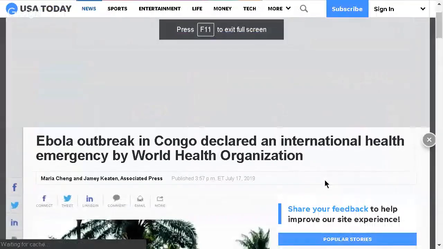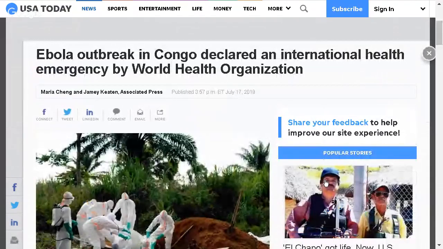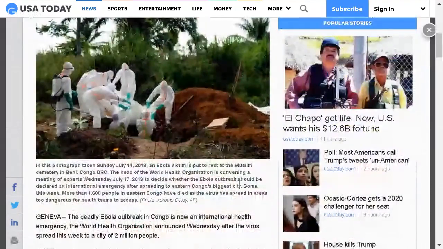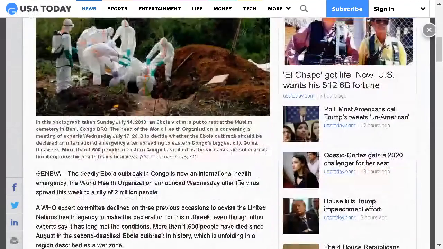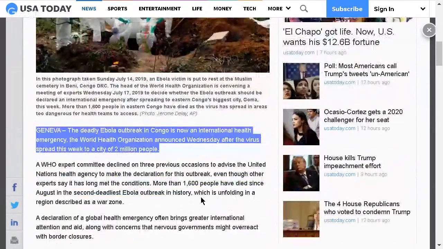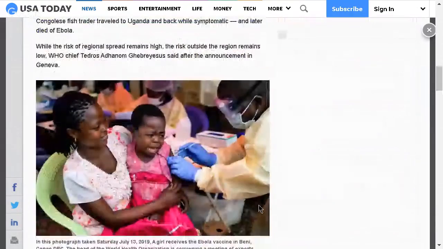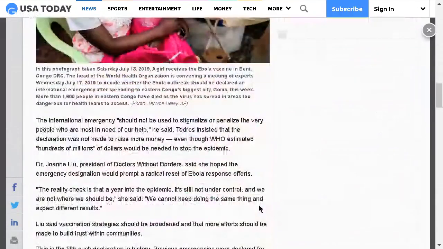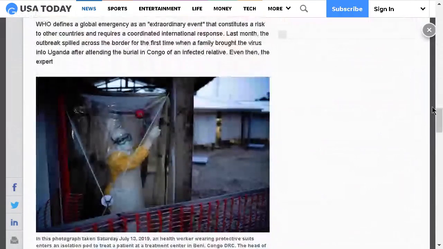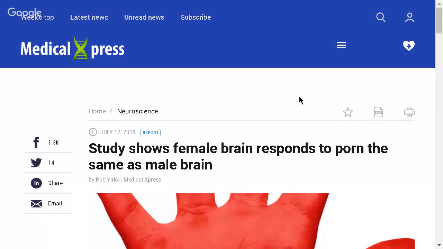Ebola outbreak in Congo declared an international health emergency by WHO. Apparently, the virus spread to a city of over 2 million. More than 1,600 people have died. It's the second deadliest Ebola outbreak in history, which is why I'm not a big fan of standing around in airports. Just saying. Anyway, links to this article also. It won't be often you'll see USA Today articles.